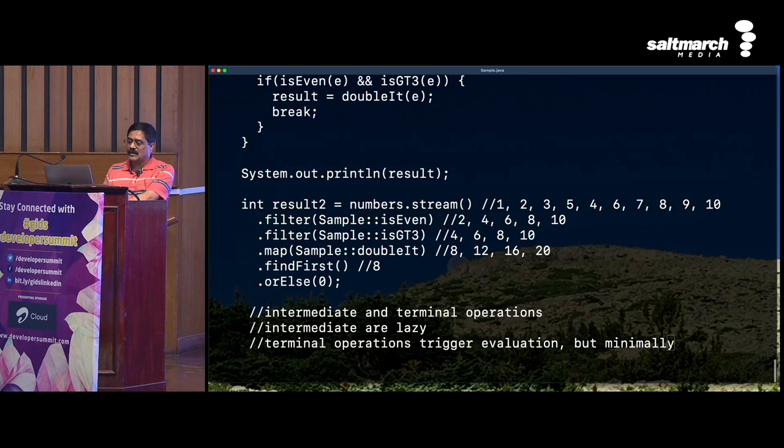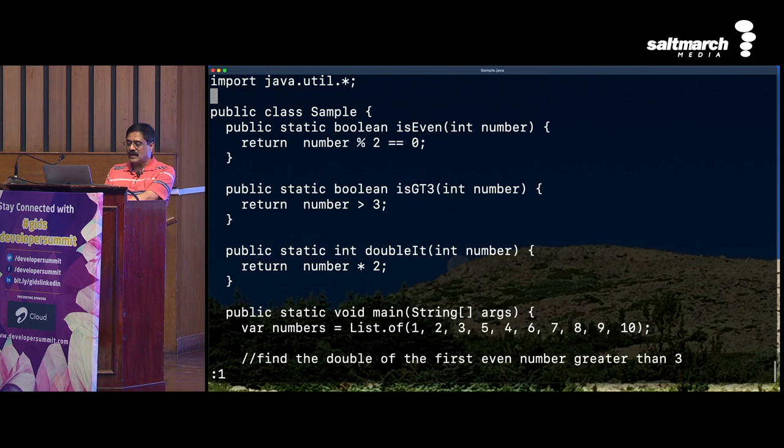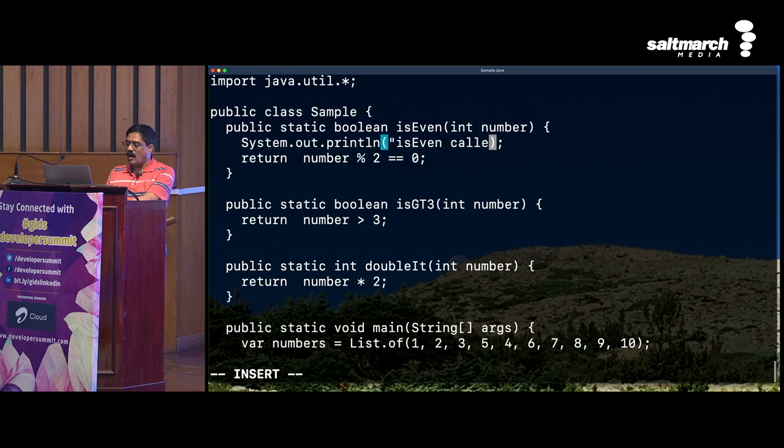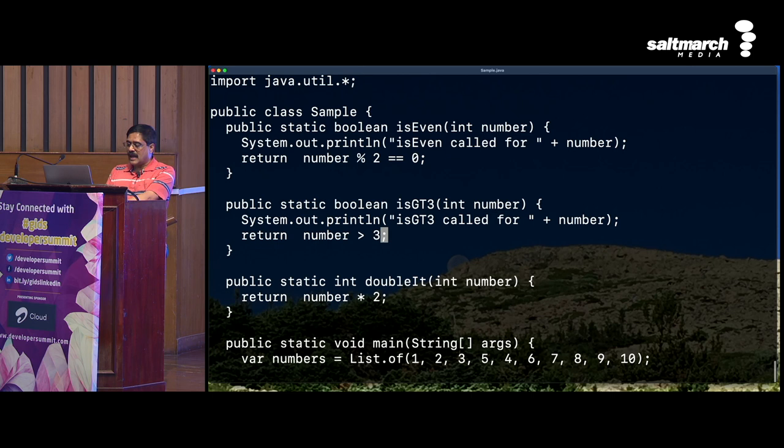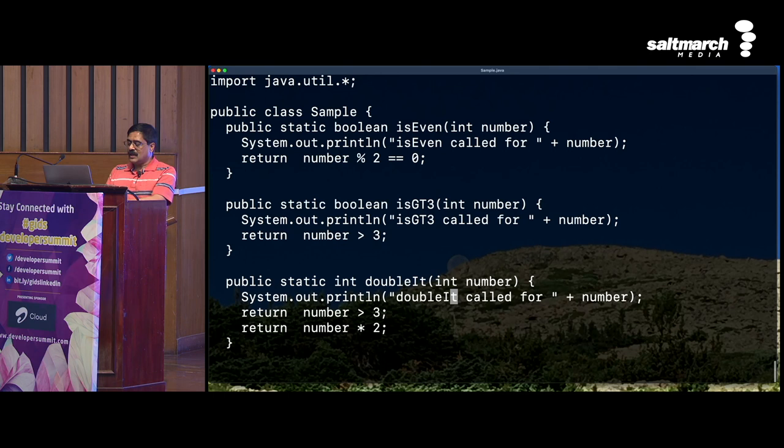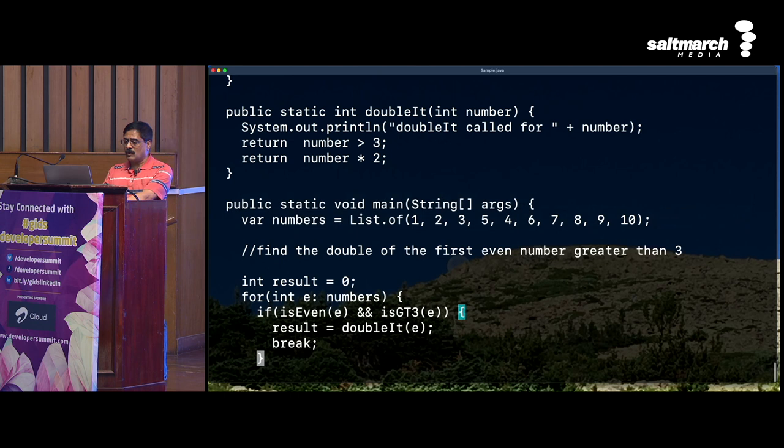Now, on the other hand, if I go back to this code and I say output is even called for number, right? Then in this case, is greater than 3 called for numbers. Then in the double it, I'm going to say double it called for numbers, right? So I'm going to run this code. And when I run the code, look at what the output is going to be in this particular code.